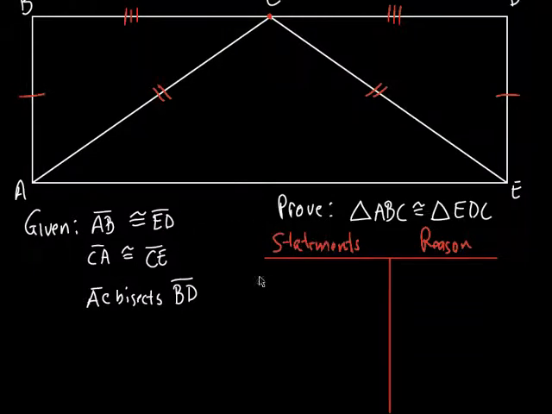Let's do this in white. What's the first thing you want to say? Again, you could try to get BC and DC equal to each other first if you wanted to. You don't have to. You could, though.